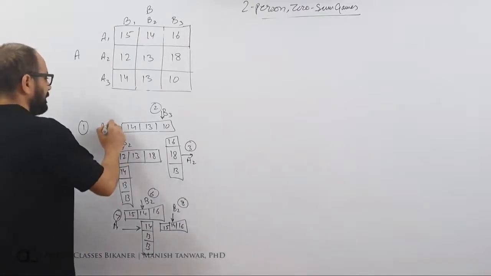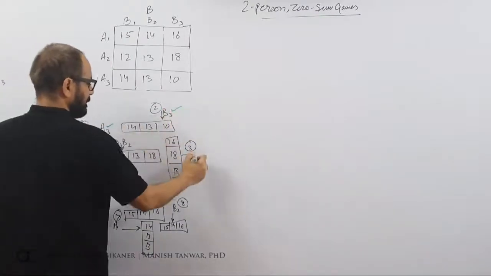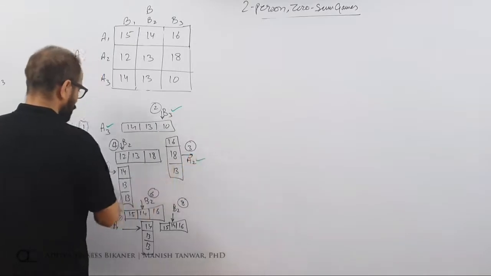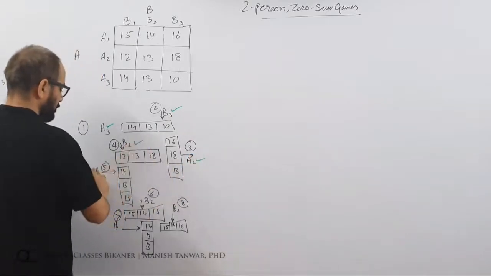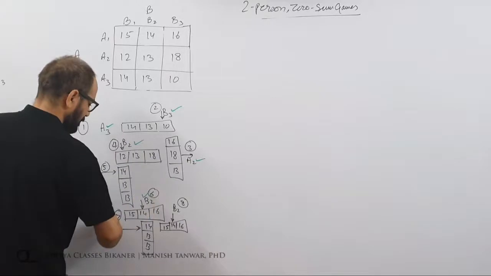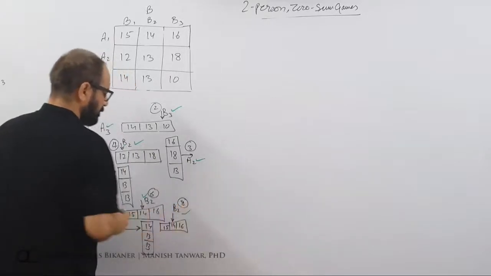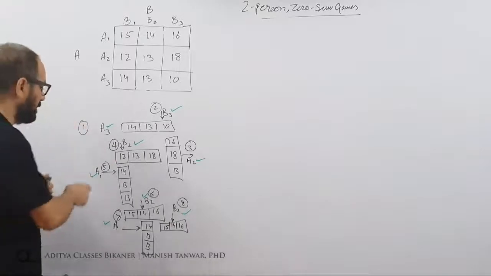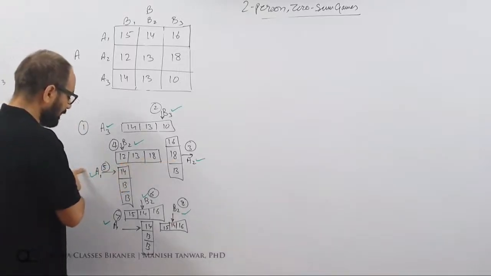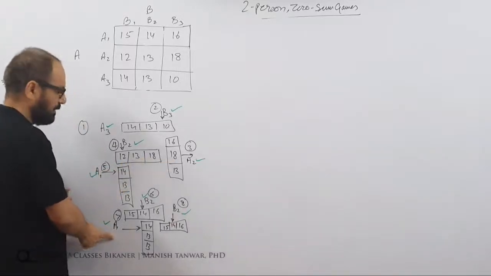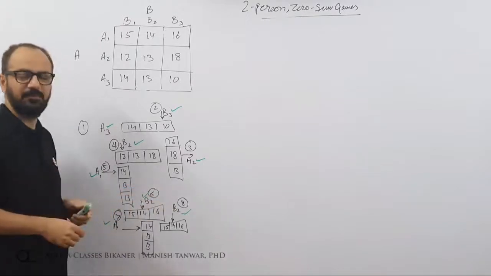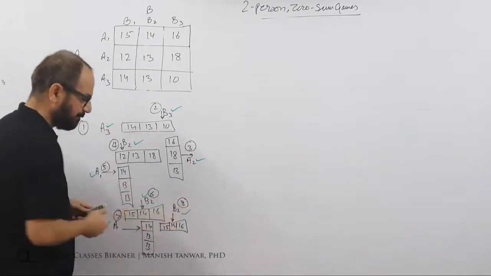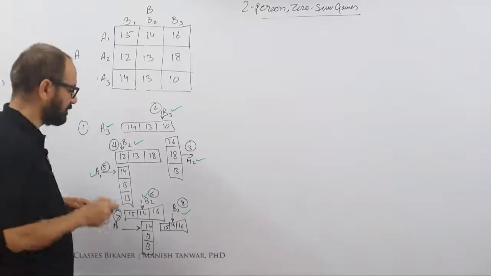We started with A3, B3, A2, B2, A1, B2, A1, B2. So we started with A3, they switched their strategies, but now a time has come when A is persisting with A1 while B is persisting with B2. Now when B has selected B2, what will be the next round?